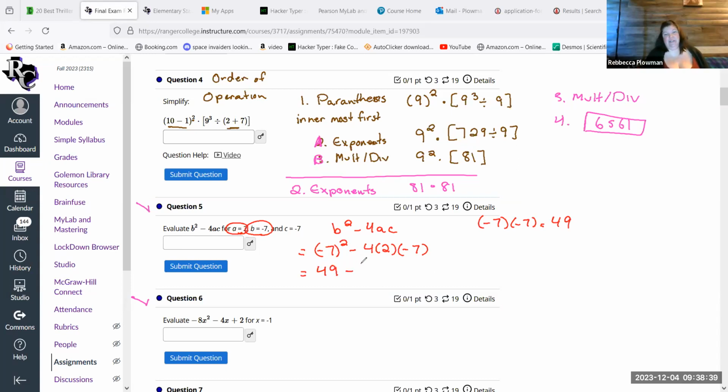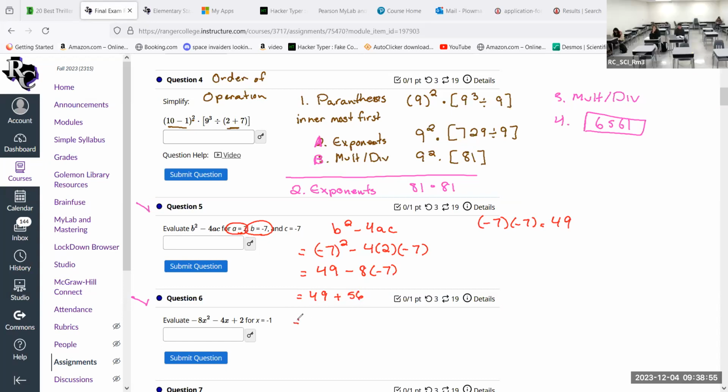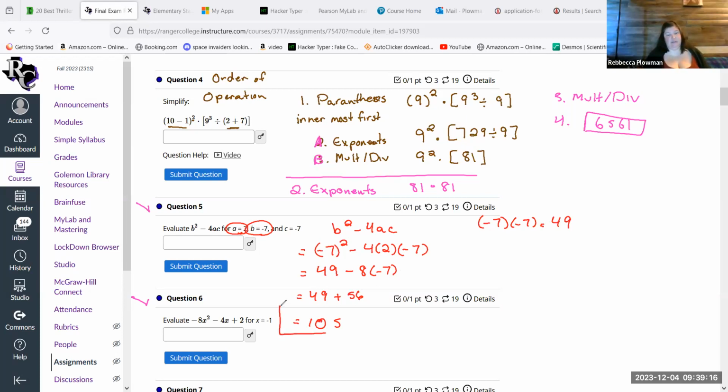Once again here, this is going to be 4 times 2, so we're going to have 8 times negative 7. So negative 8, negative 7. It's going to turn into a positive. That's 105. So evaluating expressions, like I said, the biggest problem I was seeing was just not being careful with your negatives.